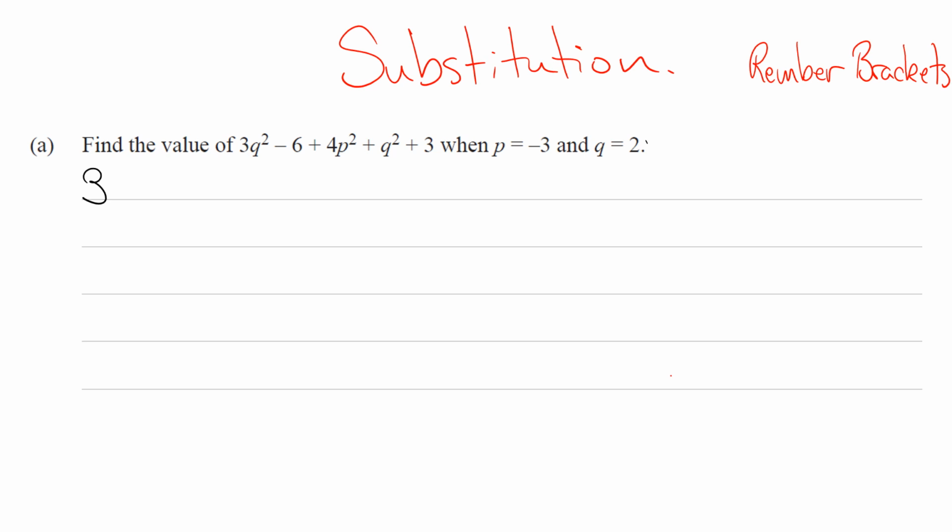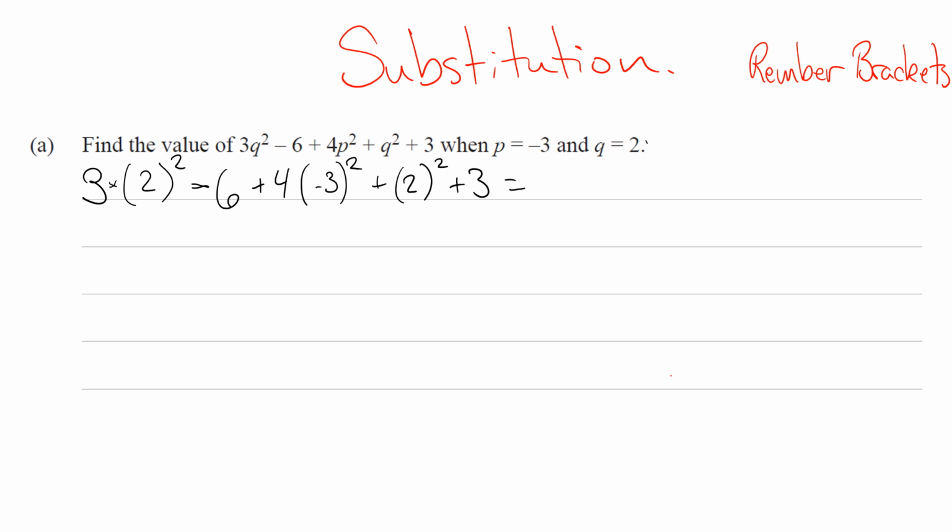Okay, so let's have a go. 3, and now I see a Q, so I'm going to open up my brackets and put in my 2. Open bracket, close bracket, 2. Because a letter and a number are right next to each other, we assume there's a multiplication sign, so I've put one in to make it easier. Continuing on: minus 6 plus 4, open bracket, and P is negative 3 squared, plus Q, which is 2, squared, plus 3.